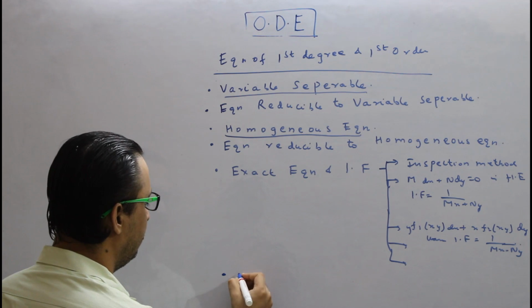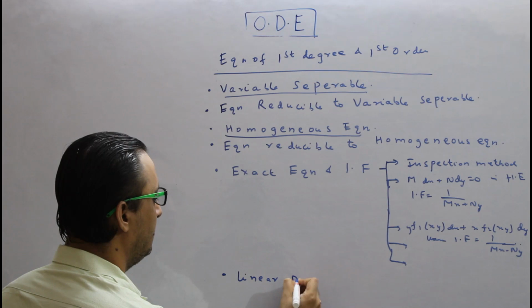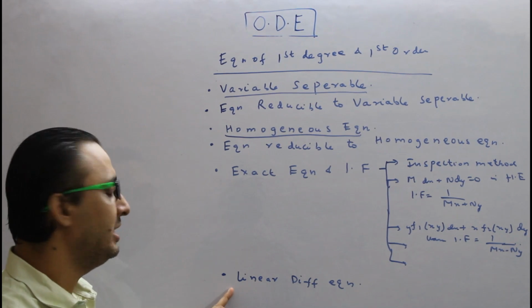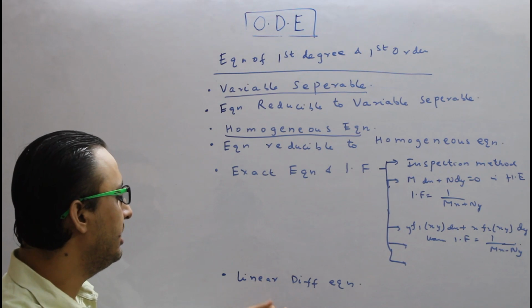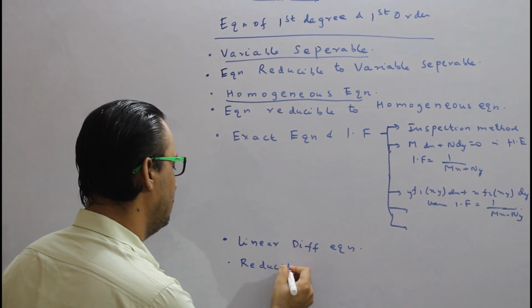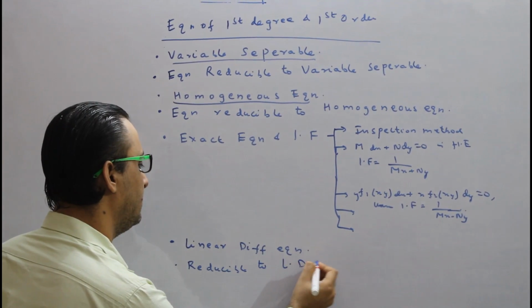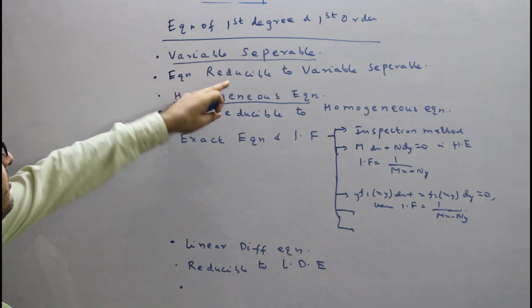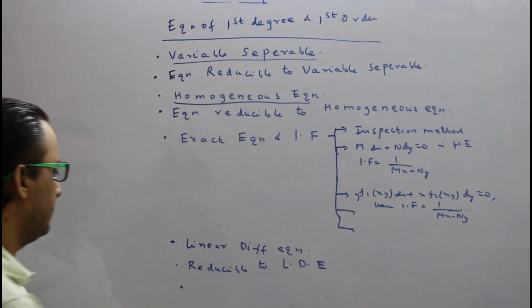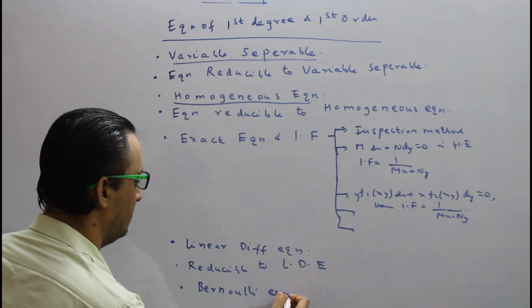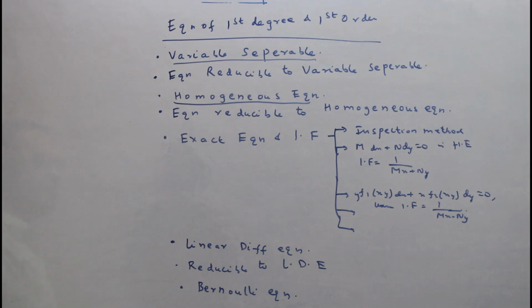And then we have linear differential equation. When we study linear differential equation, there will be certain categories of equation which can be reducible to linear differential equation. And the last one in this chapter of equations of first order and first degree is Bernoulli equations. So primarily this is the broad categorization of this chapter.